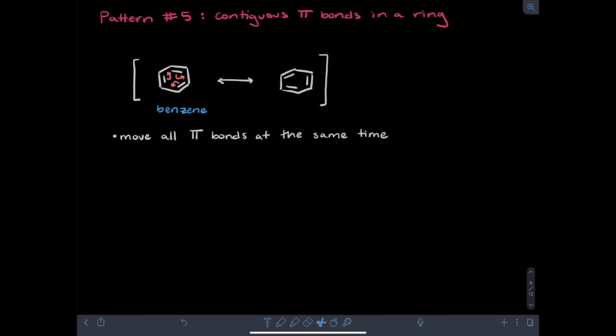In this case, because I had 3 pi bonds, I had 3 curved arrows. Each arrow goes from the middle of a pi bond to the middle of an adjacent single bond. This has the effect of moving all of the pi bonds at the same time. My resonance hybrid in this case doesn't have any partial charges, but I have a ring of dotted lines.